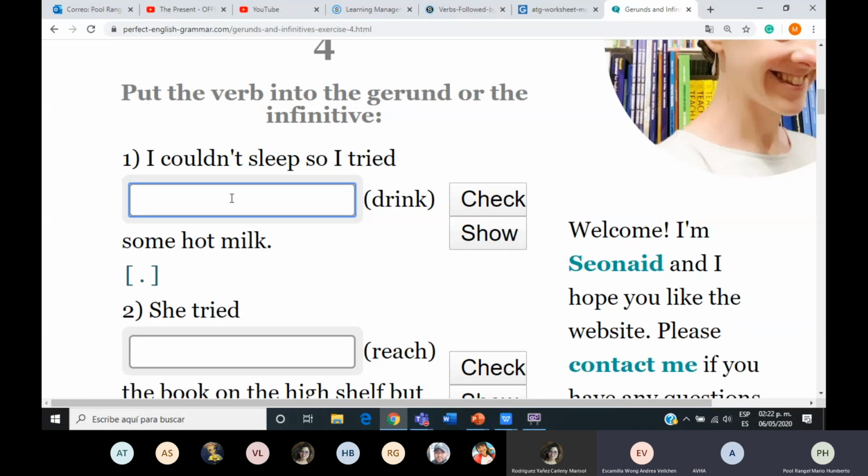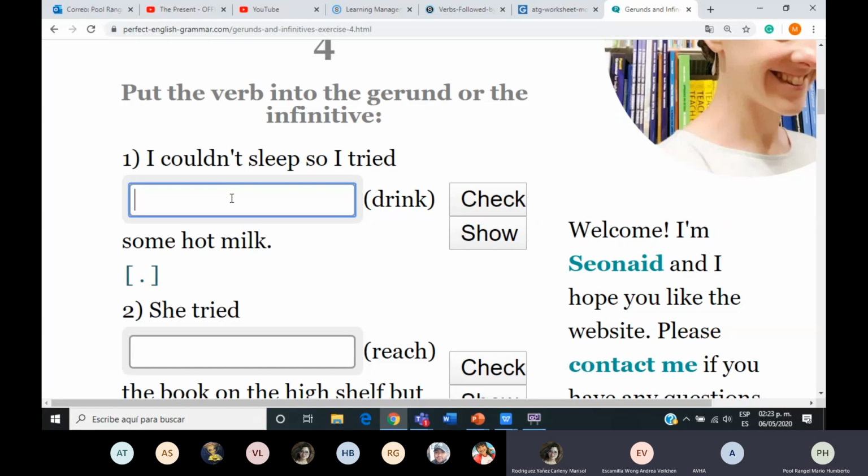A ver, ¿quién da más? Acuérdense, dice, I couldn't sleep, so I tried some hot milk. Tratando de beber, drinking some hot milk. Drinking. Acuérdense, no lo conjuguen como bebiendo.